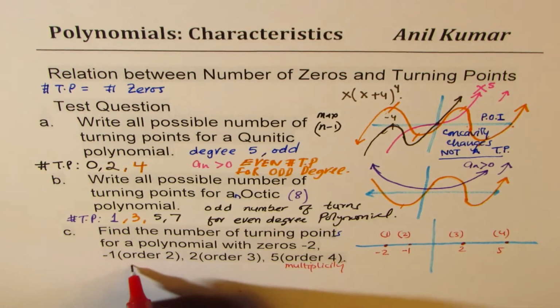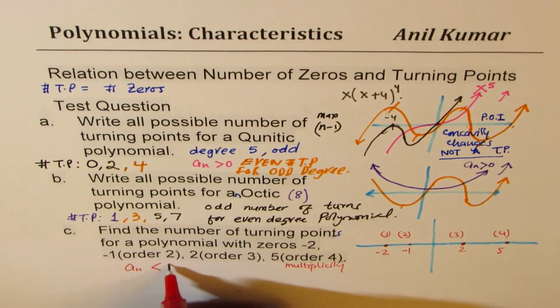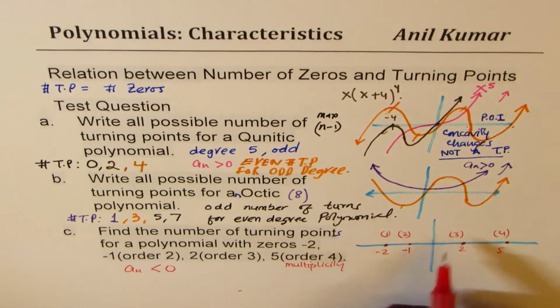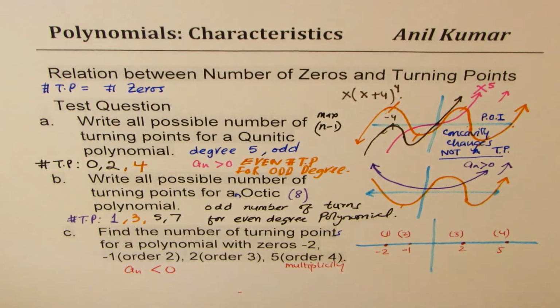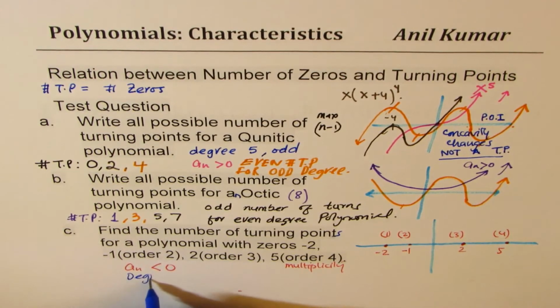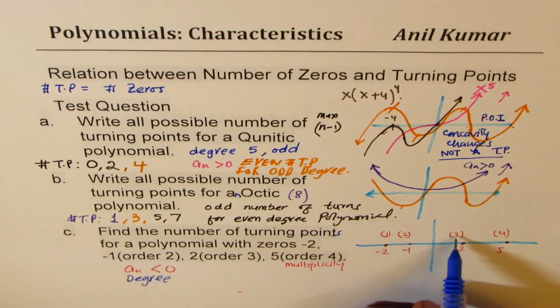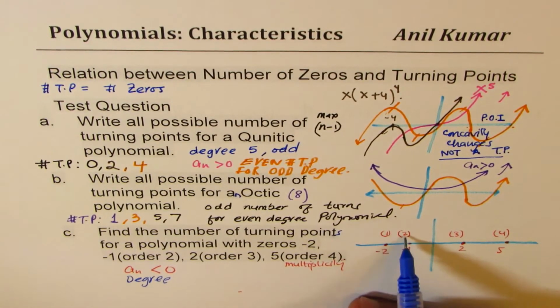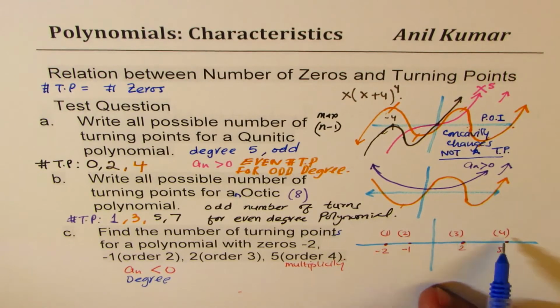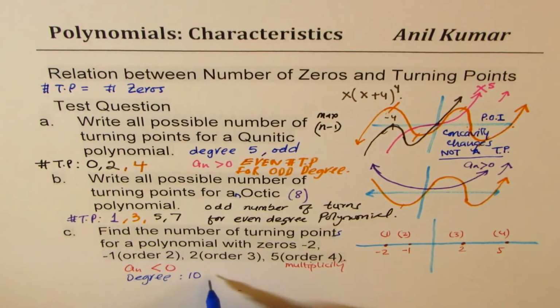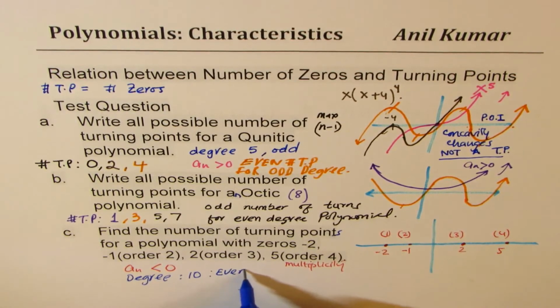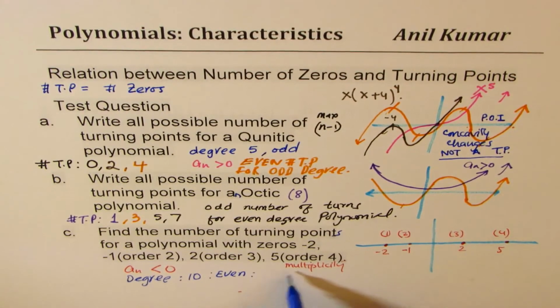For once, we'll assume that the leading coefficient is less than 0. Now let's count the degree of this. So the degree should be how much? Count all the zeros with multiplicity, right? 1 plus 2 is 3, 3 plus 3 is 6, 6 plus 4 is 10. 10, that means even degree. Is that okay? So number of turning points should be odd, correct?